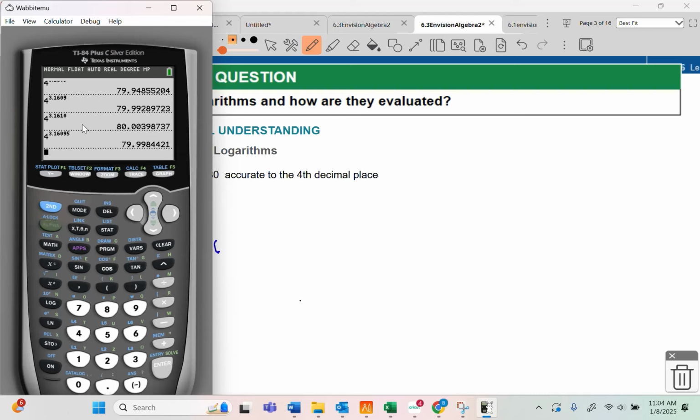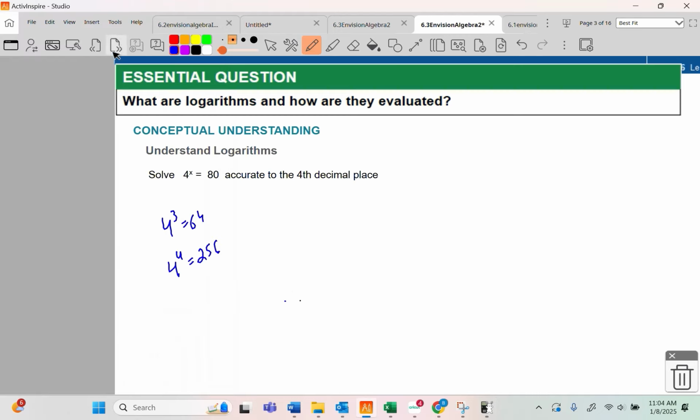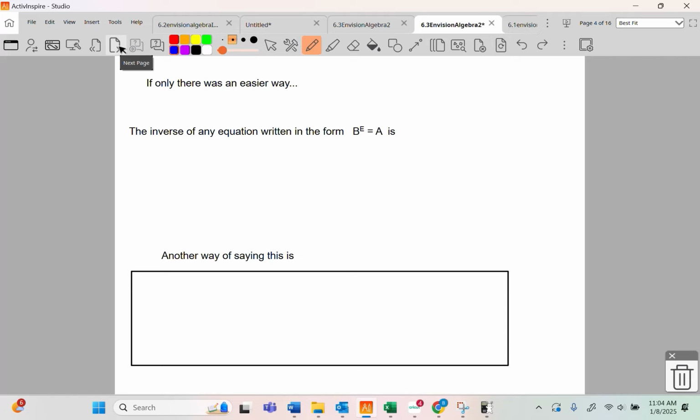You can still kind of solve questions like this by just guessing, checking, and plugging in numbers. That's how you might do it without logarithms. But that was kind of tedious. So if only there was another way of doing this. The inverse of any equation written in the form b to the e equals a is as follows: a logarithm, base b, argument a, equal to e.